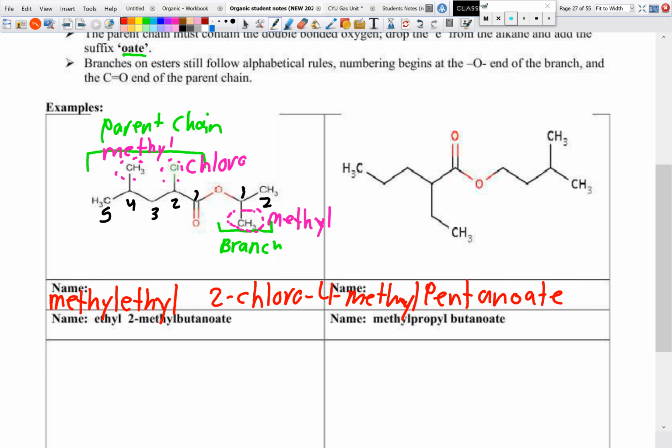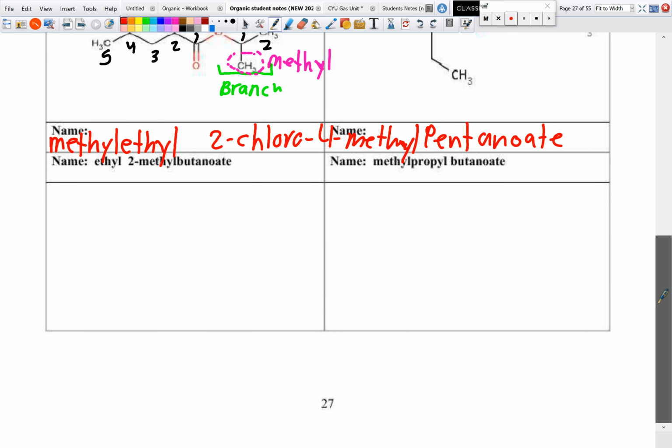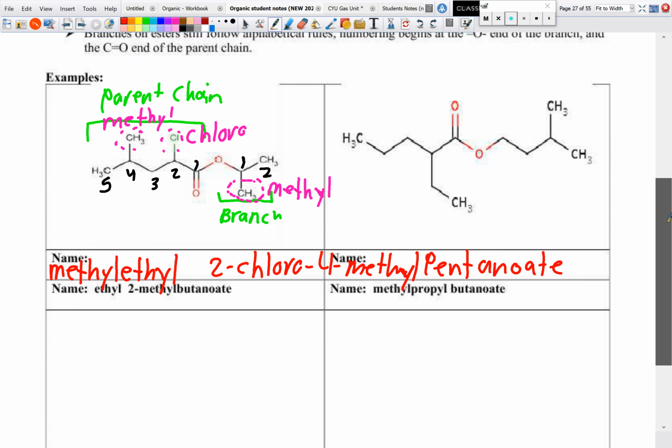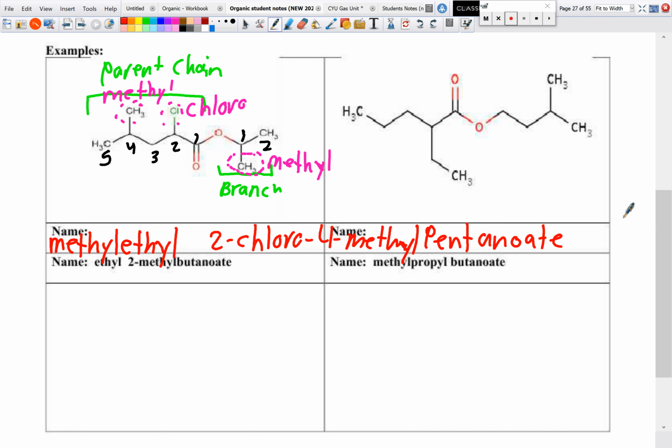So here's our name. We got methyl 2-chloro-4-methyl pentanoate. I know, it's kind of long, but that's where we get into that naming system now. I did create another longer one for you, but when we get down to our examples of drawing them out, these are more on the level that you're expected to draw, like just ethyl 2-methylbutanoate, and then you got methyl propylbutanoate.